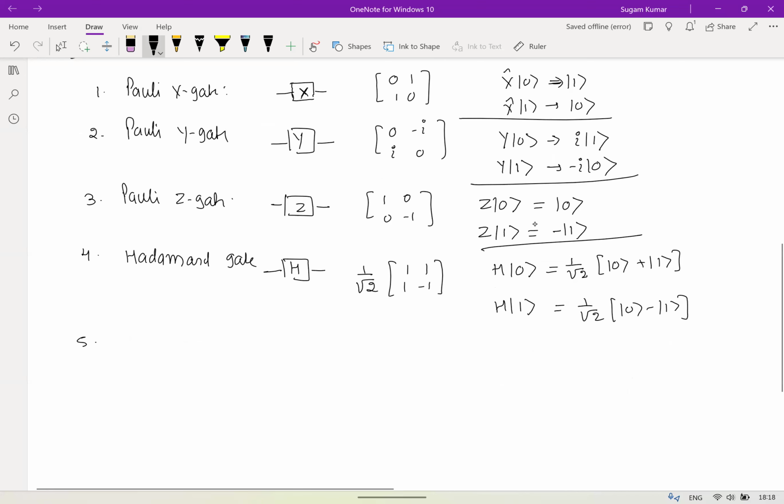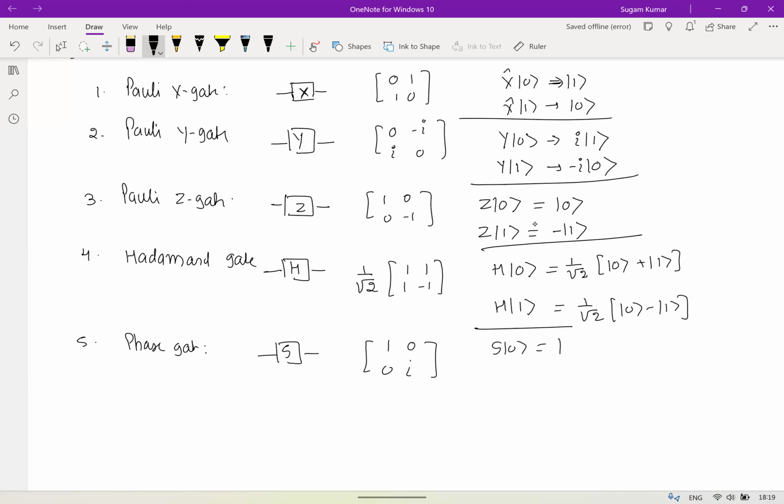Then the fifth one, which I did not talk about yesterday, is something called phase gates. In the phase gates, one gate is called the S gate. The matrix is 1, 0, 0, iota. When this S operates on 0, it does nothing. But when S operates on the 1, it is going to make it iota 1. It is going to add just one phase, pi by 2.